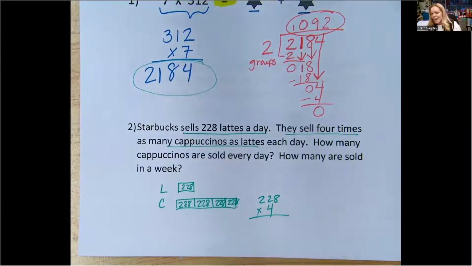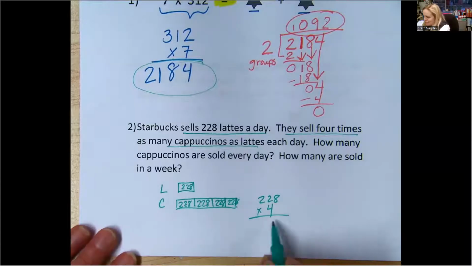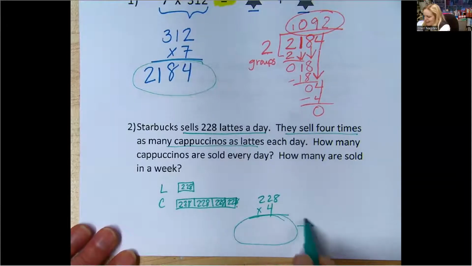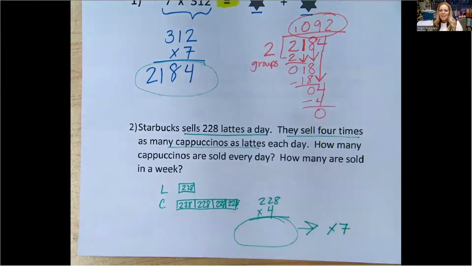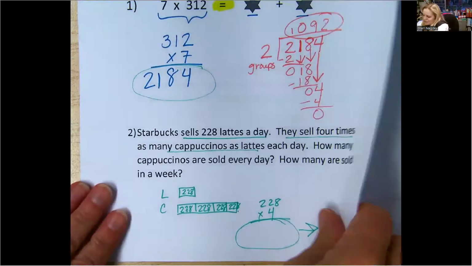Now, the next part of that is how many are sold in a week? Well, you would need to know that there are 7 days in a week. So you would get the answer here and take that answer and multiply it by 7 days in a week. I think you can handle that, Nerdy-Nawg-Dawgs.